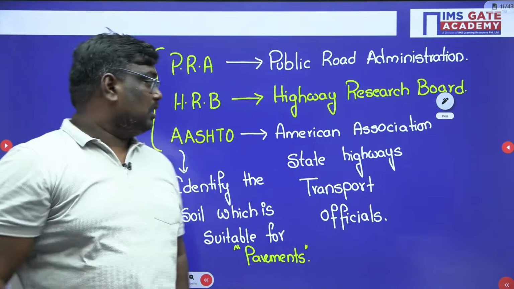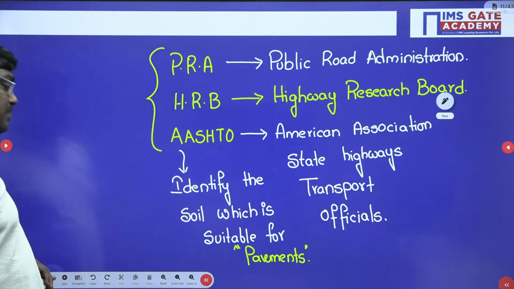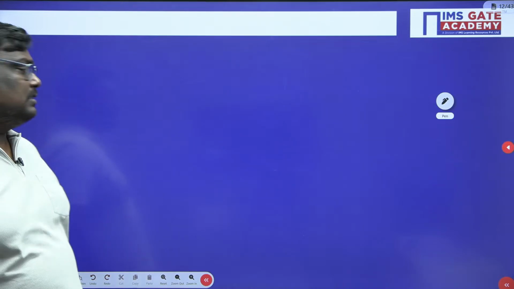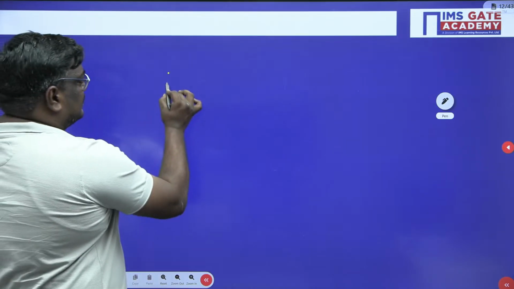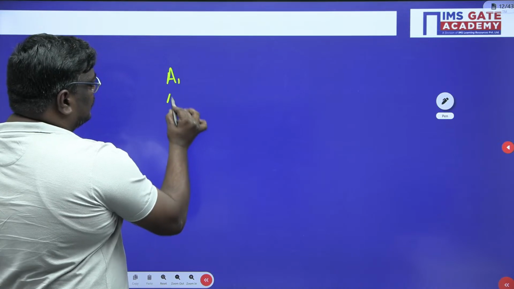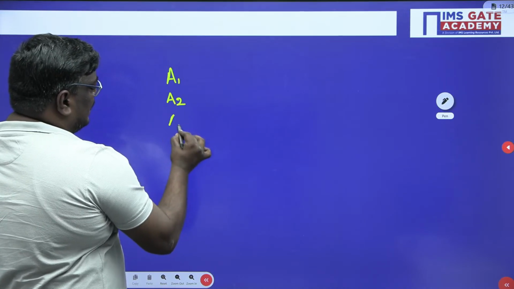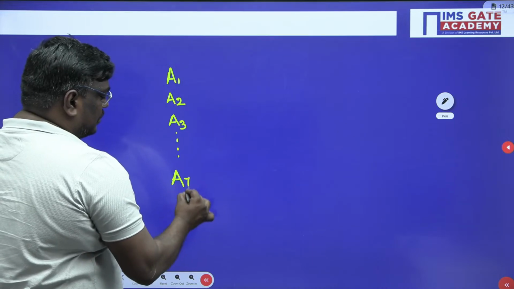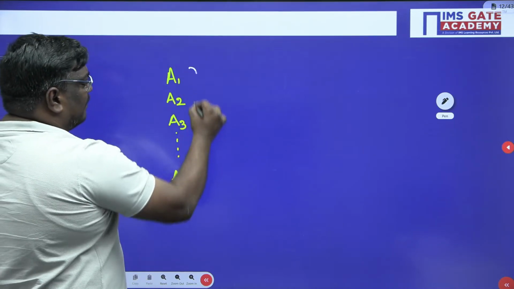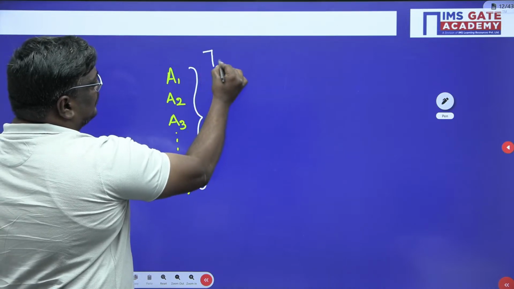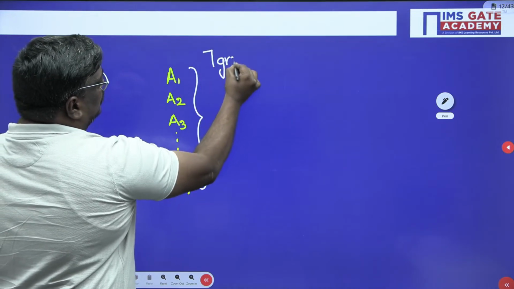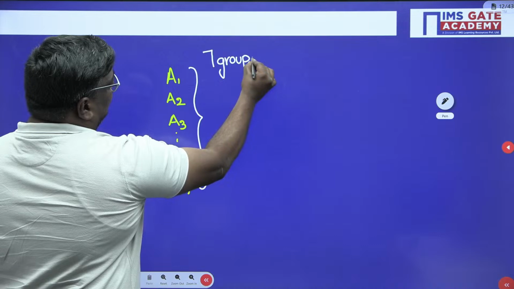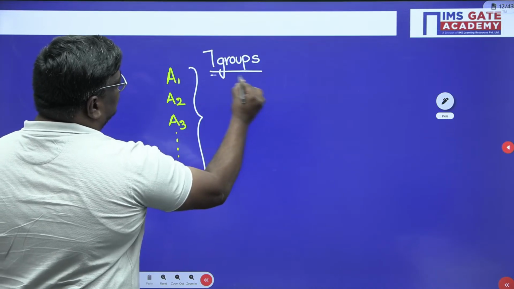Agree, students? Now, when I talk about the pavements, what they have done is, they have given names like this: A1, A2, A3, so on up to A7. Now see students, they have classified the soil into 7 groups. What they have done, sir? They have classified the soil into how many groups?